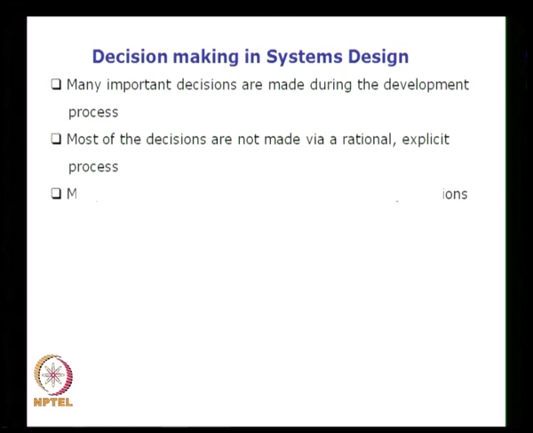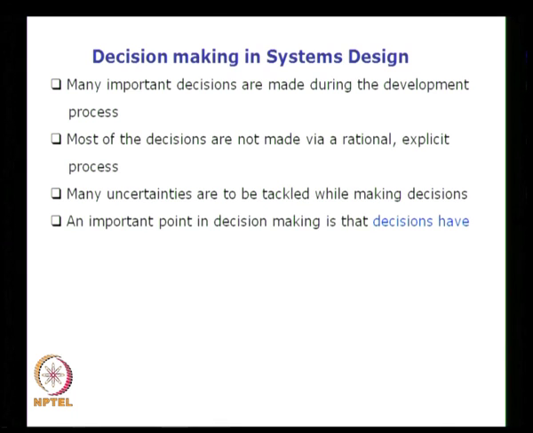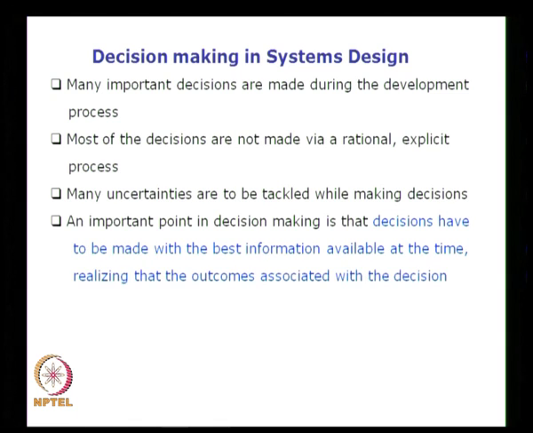There are many other situations where you cannot have a rational decision to be made, because the available data may not be sufficient, or there will be a lot of other factors which cannot be considered at that stage. So many uncertainties are to be tackled while making decisions. An important point in decision making is that decisions have to be made with the best information available at that time, realizing that the outcomes associated with the decision remain uncertain when the decision is made. So that is one of the most important points.